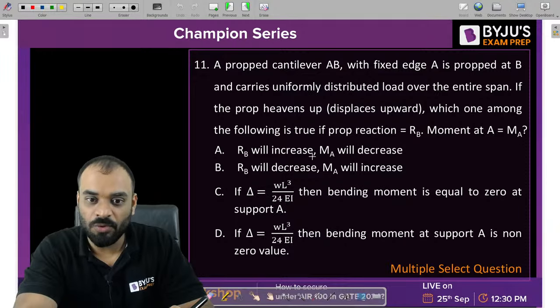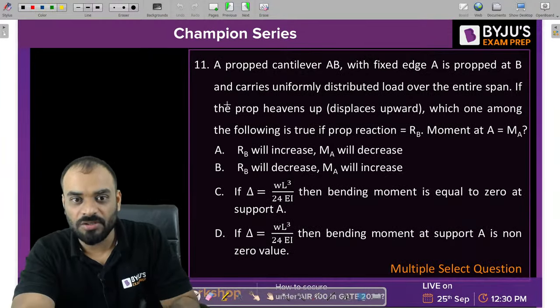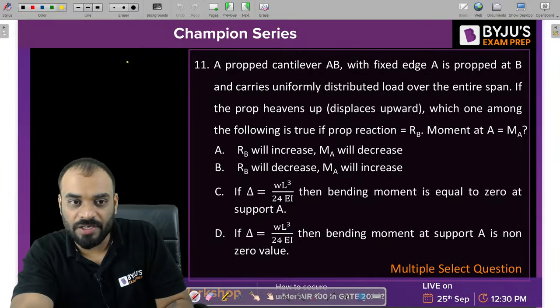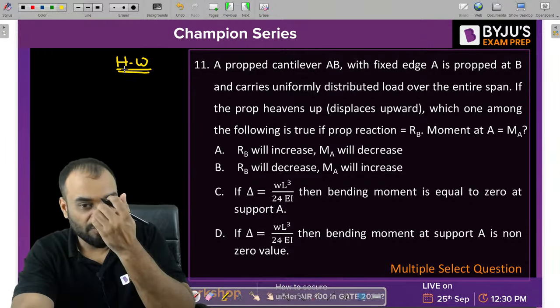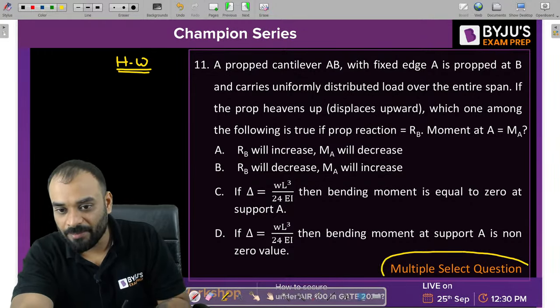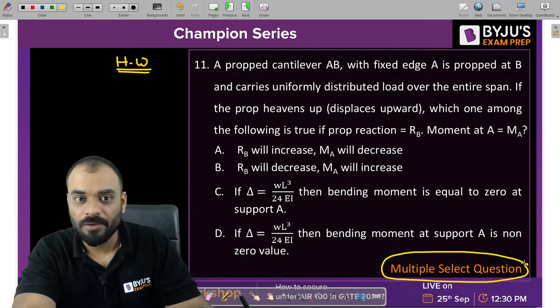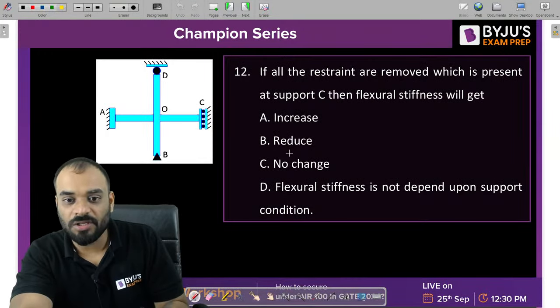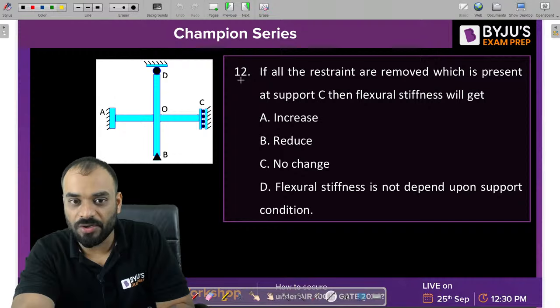Okay, let's move to the next question. This question I am giving as homework. Please solve it by yourself. This is basically a homework question for you, and this is again an MSQ type of question. Now let's solve the last one. Last question in front of you.